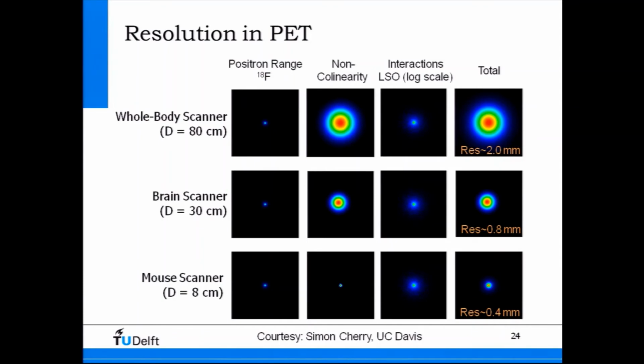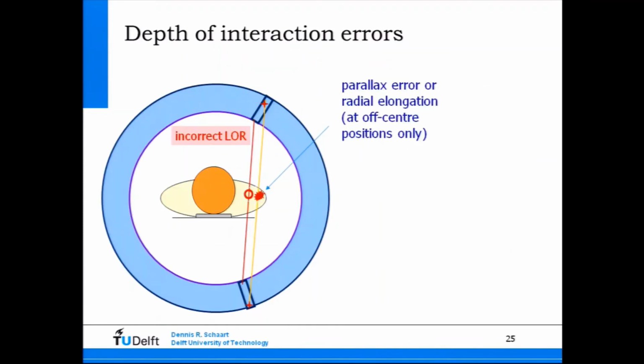Now, in the last years, many people have tried to actually come close to those numbers, and it's not very easy. But in the remainder of this talk, I'm going to show you a few approaches aimed at getting us close to that kind of numbers. Before I go there, I need to explain to you that there is one more factor that can affect the resolution, which is the so-called parallax error or depth of interaction error.